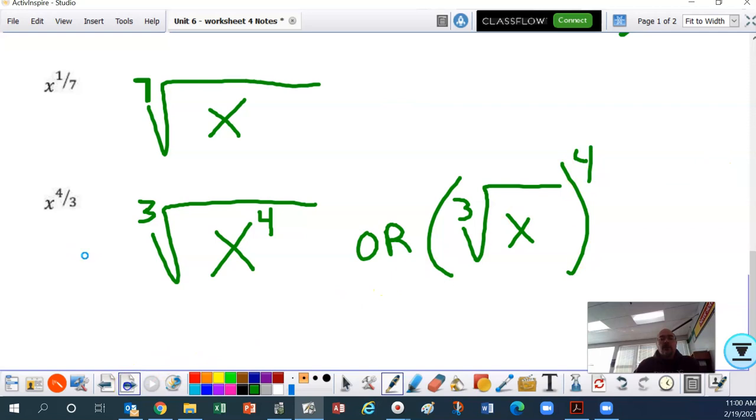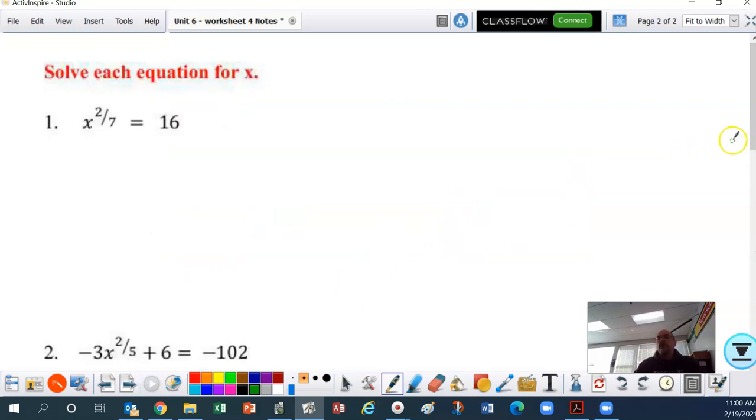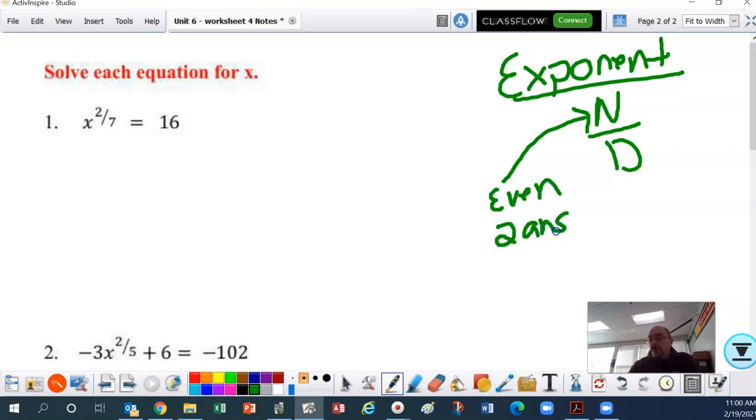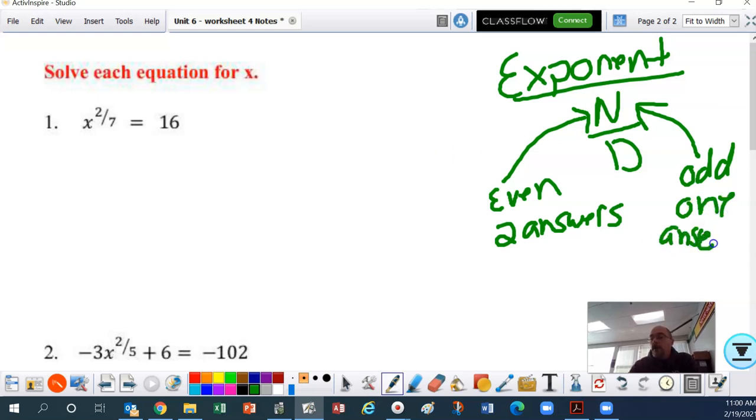All right, let's get to solving some equations. Now, I want you to look at your exponent. And notice that we've got a fraction. We've got a numerator and a denominator. Now, when this numerator is an even number, there are going to be 2 answers. When the numerator is an odd number, there's going to be 1 answer. All right? So watch out for that.